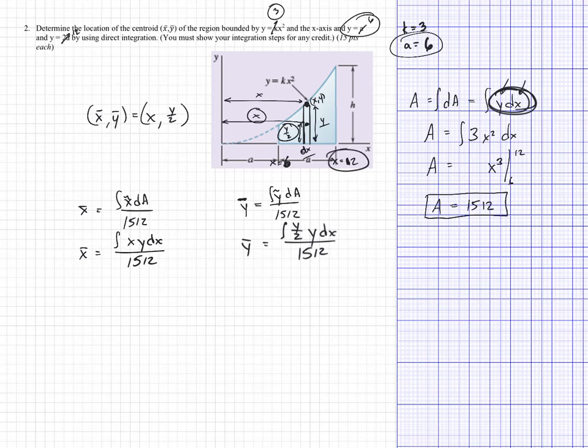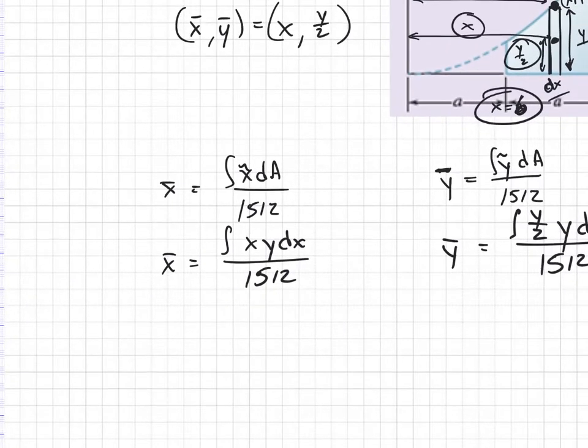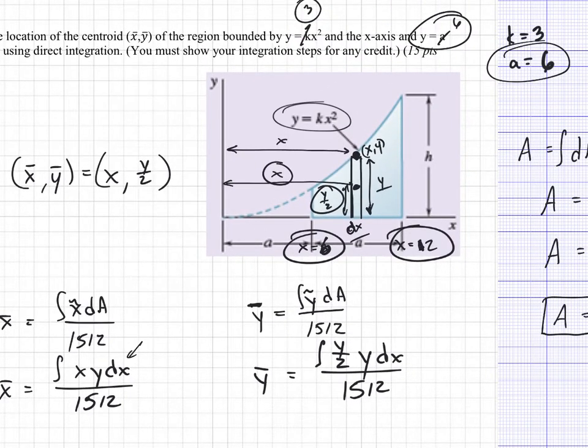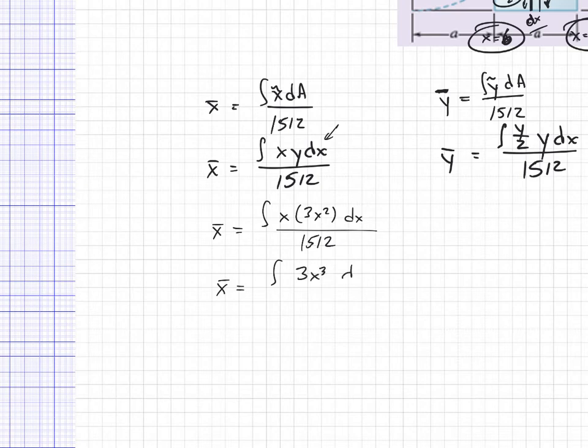Okay, so now that I've done that, I don't even need the figure anymore, except to remember that I'm going from x equals 12 to x equals 6. Okay, so let's go down here. Let's go ahead and solve this. I've got that y in there, and I need everything to be in terms of x. So y equals 3x squared. So x bar equals integral of x times 3x squared dx over 15, 12. Okay, and let's just keep rolling, right? X bar equals integral of 3x cubed dx over 15, 12.